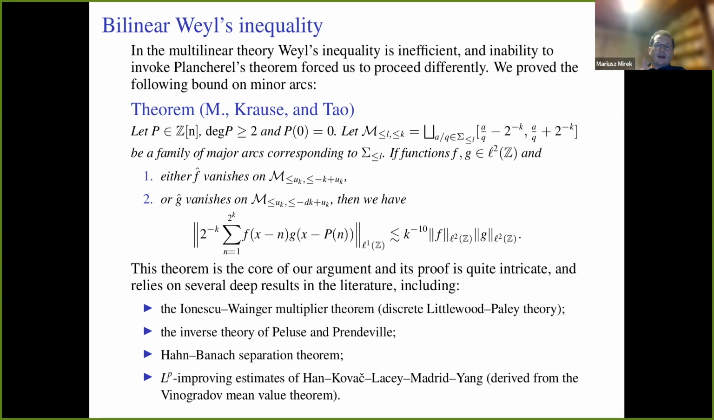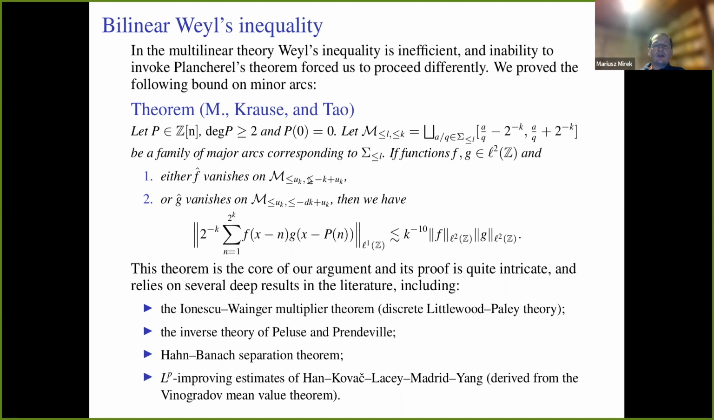And in the bilinear situation, when we started to work on this problem, it turned out that the classical Weyl inequality is inefficient, and that was one obstruction. The second obstruction was inability to apply Plancherel's theorem. So we had to proceed differently. At that time, it was not even clear how to formulate what the Weyl inequality in the bilinear situation should be. The most naive approach is to see what happens if F or G is supported on minor arc.